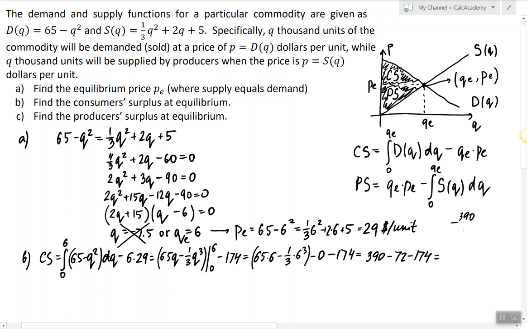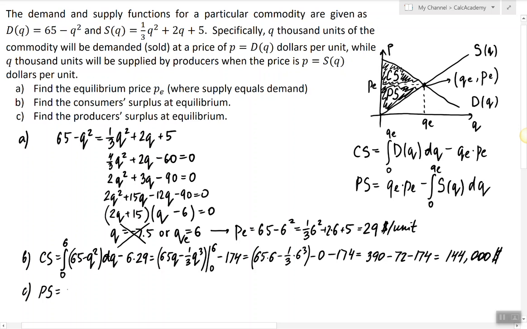So the answer is 390 minus 246, so it's 144. And what are the units here? Since we're integrating and finding the area, we multiply the units of P and Q. So Q is thousands of units, P is dollars per unit. So the final answer would be $144,000.